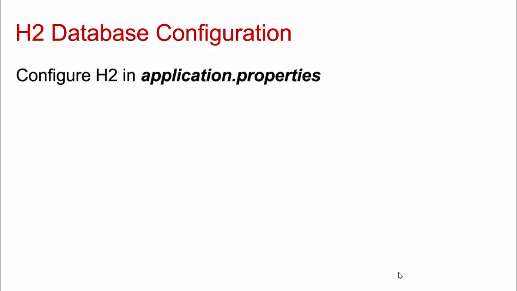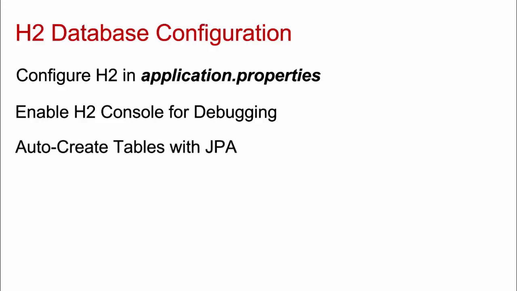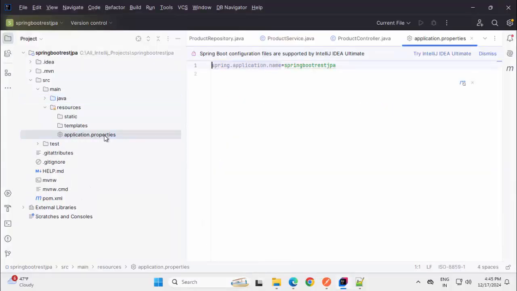Now we need to perform the configuration for the H2 in-memory database. So we would add the details for H2 in application properties file. And then we would also enable H2 console for debugging. We would also have auto creation of the tables with JPA that we will discuss later on. Let me go to the resources section. We have the application properties here.